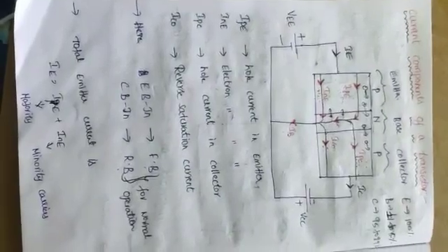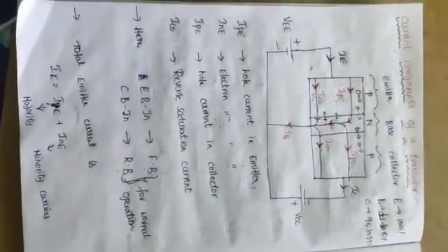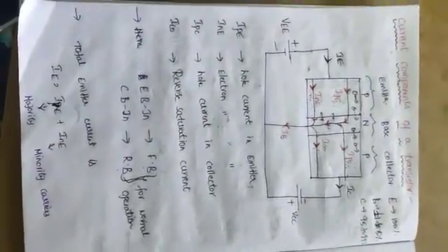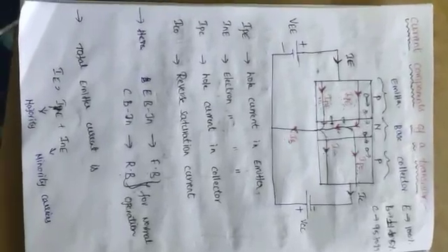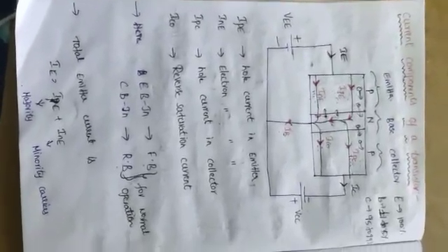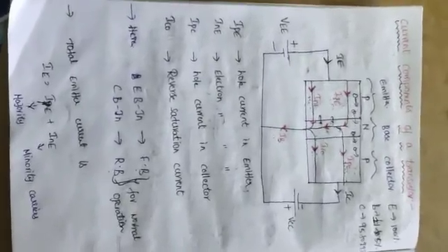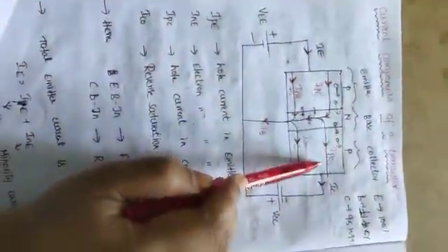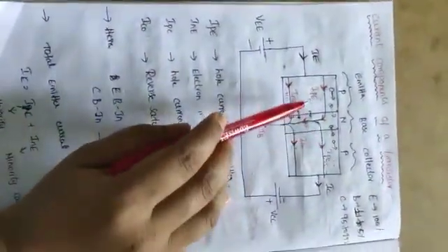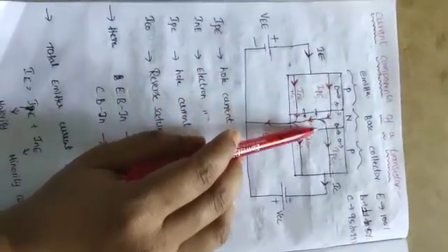In the previous class we discussed the different operating regions of a transistor. In today's class we are going to discuss the current components of a transistor. In this topic we discuss the different current components in the emitter, base and collector. Let us take a PNP transistor.